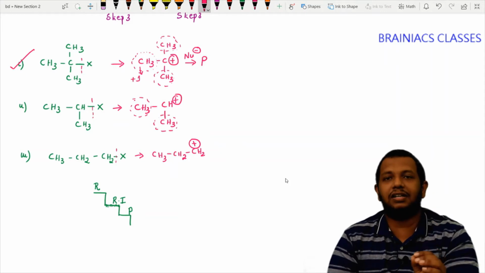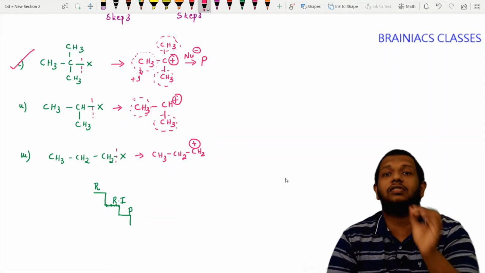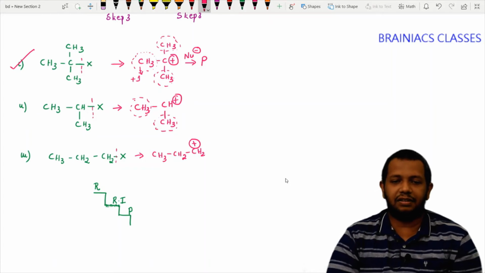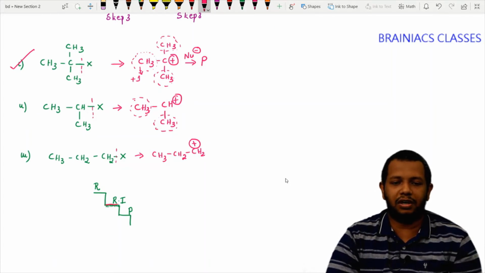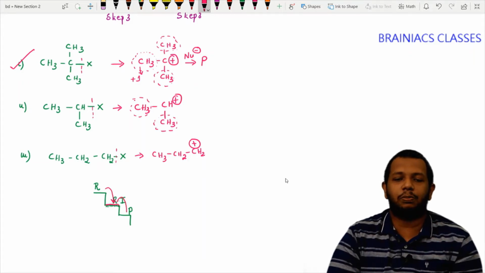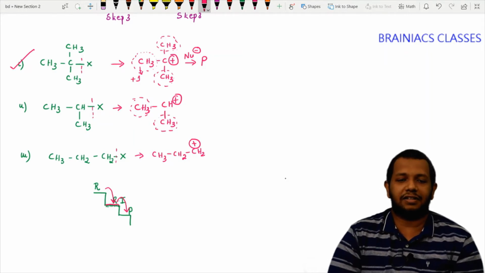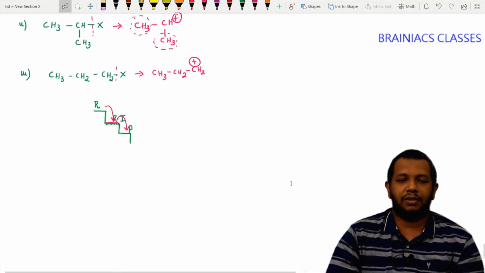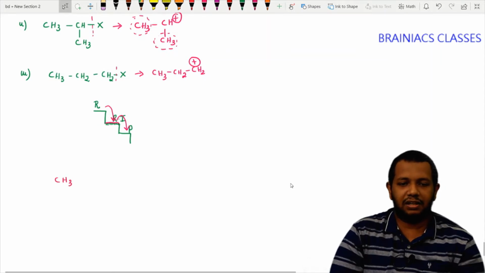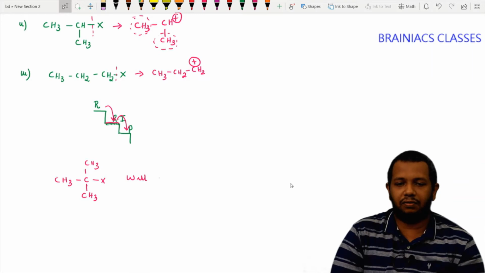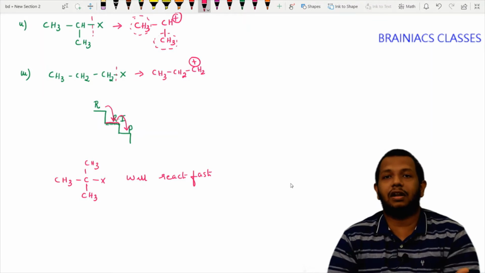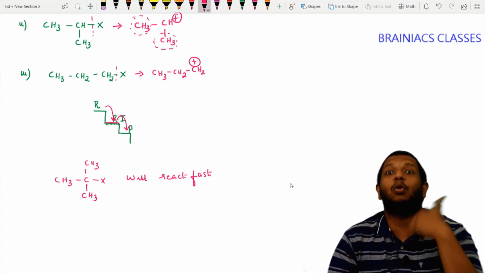So since the first alkyl halide is forming the most stable reaction intermediate, it will go to the reaction intermediate very fast, then it will move to product very fast. So I can say that the first alkyl halide, that is which one? CH3, CH3, CH3 and CH3X will react fast. So what is the reason? Very simple, because the reaction intermediate formed by this particular alkyl halide is most stable.